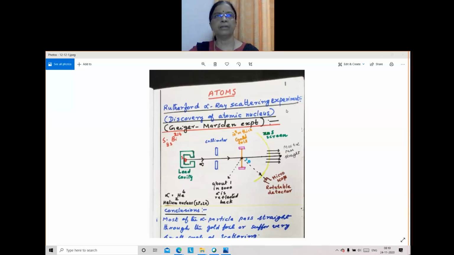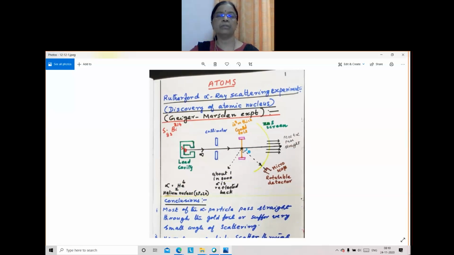Thomson was telling the atom is like a plum pudding model, with electrons and protons mixed that way. But Rutherford changed that idea. He said the nucleus is at the center and electrons are revolving around it. That is his discovery, and he also determined the size of the nucleus. The nucleus is positively charged because it contains protons and neutrons, and electrons are revolving around. That was the main discovery of Rutherford.